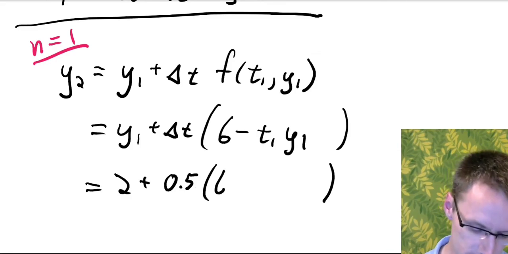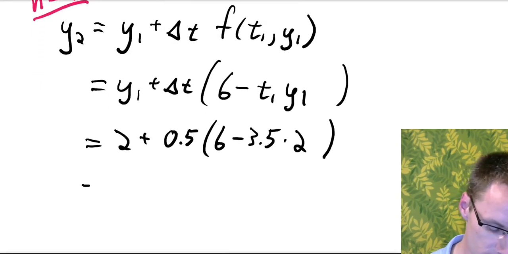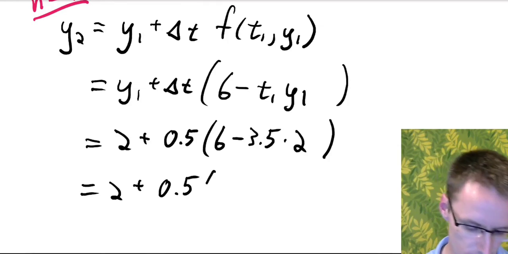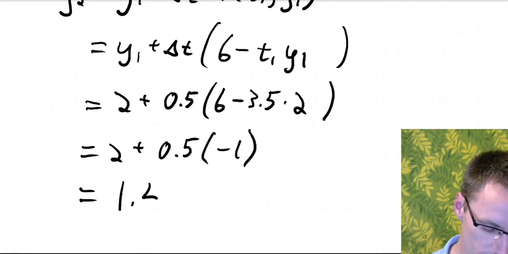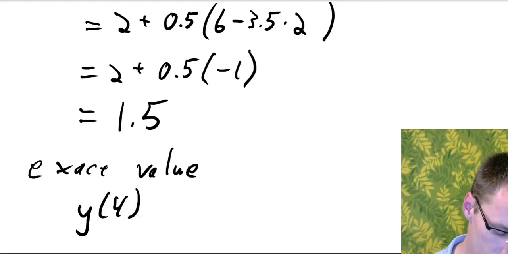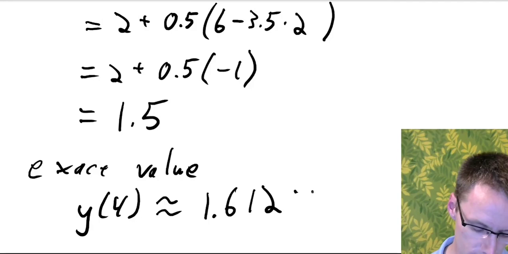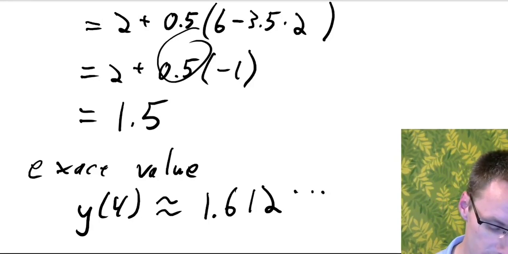And then plus 6 minus, well, t1 is 3.5 now, and y1 we found to be 2. So here we get 2 plus 0.5 times 6 minus 3.5 times 2. 3.5 times 2 is 7, and 6 minus 7 is negative 1. So we have 2 minus a half, so we get 1.5. Now it turns out that the exact value of y of 4 is approximately 1.612. So we're pretty close with just a time step of 0.5.